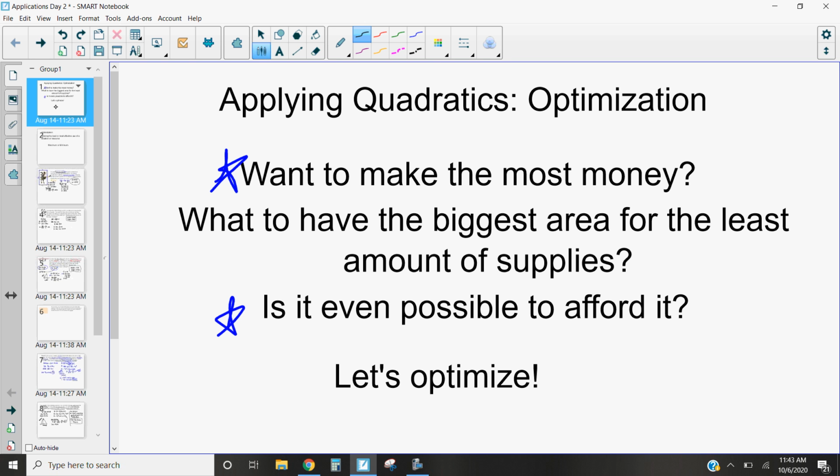And it's kind of a calculus concept that we use later on, but we can use it with quadratics, which is great. So hopefully you're able to finish this, get started on your assignment. If you have any questions, feel free to reach out to me about how we apply quadratics using optimization.